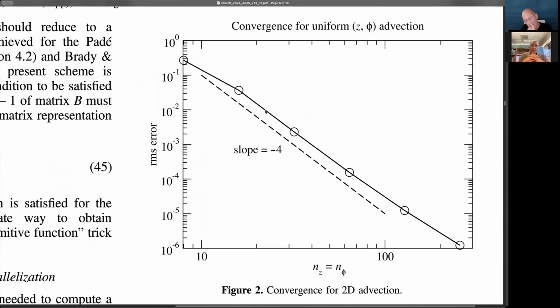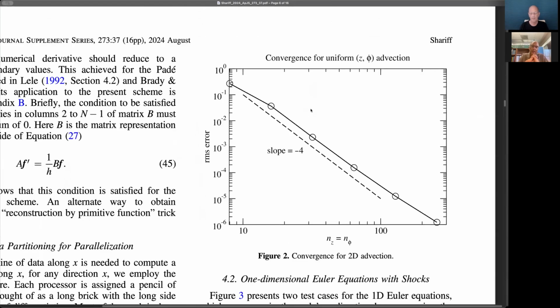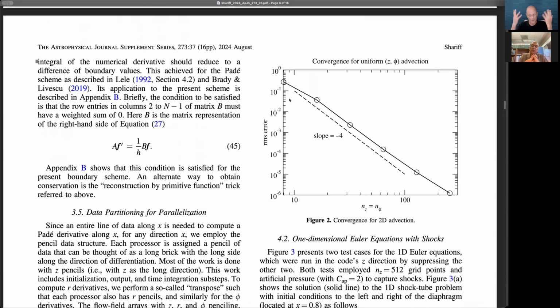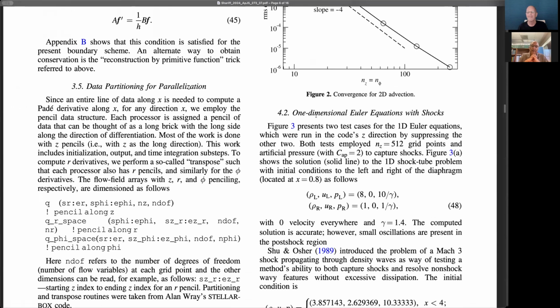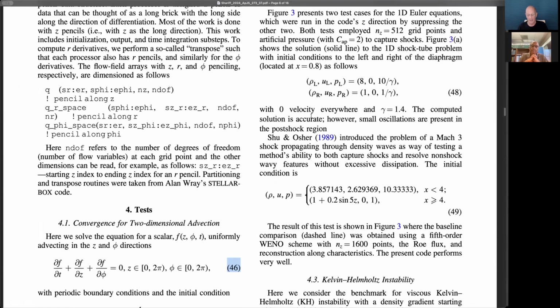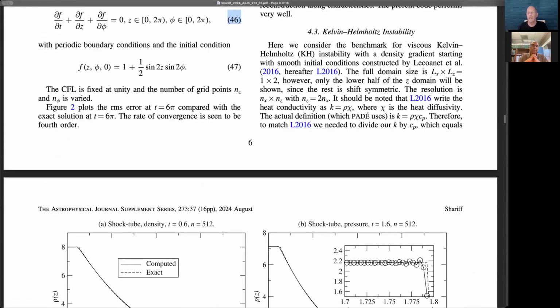Another test case, which is popular, for example when you look at the papers on Athena, is the Kelvin-Helmholtz instability. Let's take a look at Kelvin-Helmholtz.